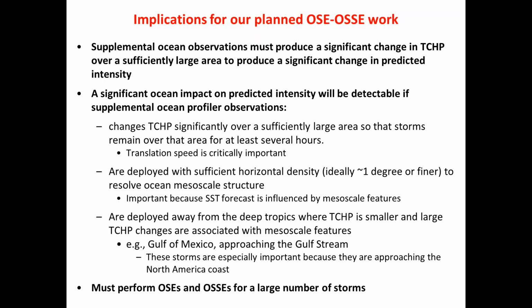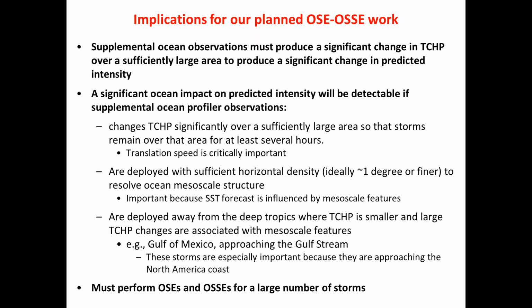A significant ocean impact on predicted intensity will be detectable if supplemental ocean profiler observations have several characteristics. If they change the heat potential significantly over a sufficiently large area, so the storms remain over that area for at least several hours, then we should see a signal, translation speed being critically important. If the profiler observations are deployed with sufficient horizontal density, ideally 1 degree or finer, to resolve mesoscale structure, we could very well see an ocean response signal.